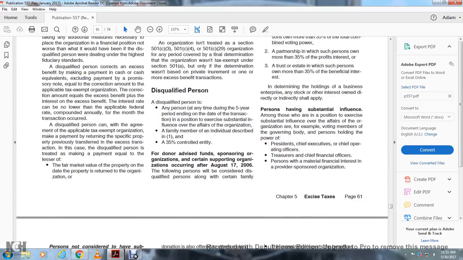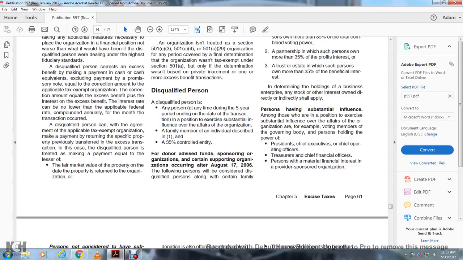Alright, disqualified person. A disqualified person is any person who at any time during the 5-year period ending with the date of the transaction was in a position to exercise substantial influence over the affairs of the organization, a family member of an individual described in 1, and a 35% controlled entity. A 35% controlled entity.